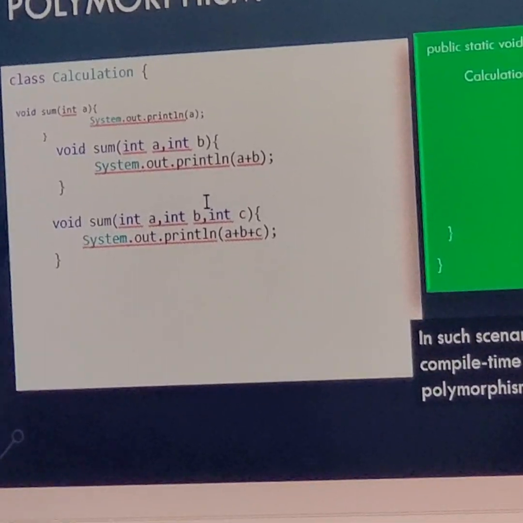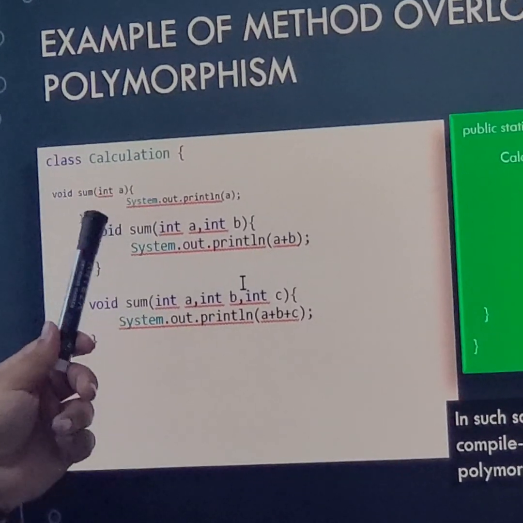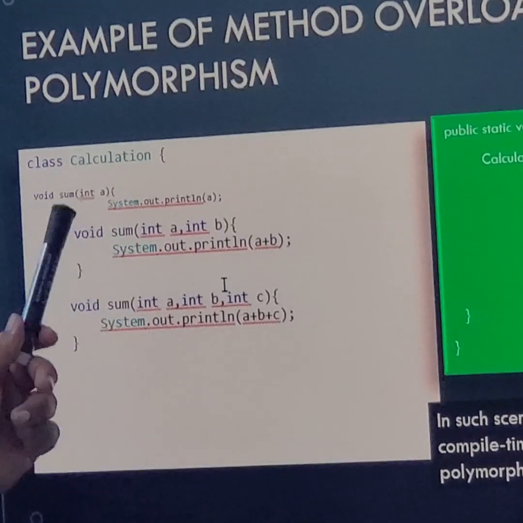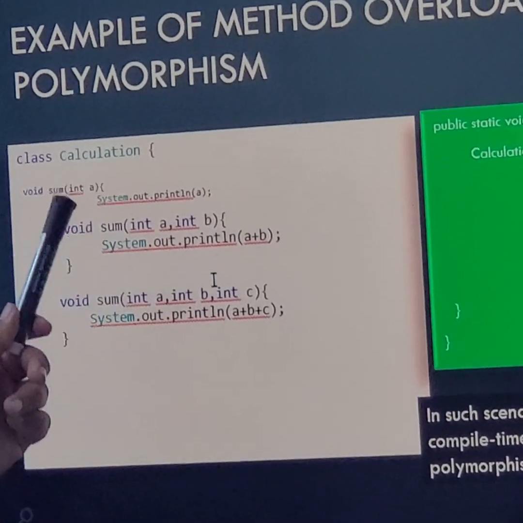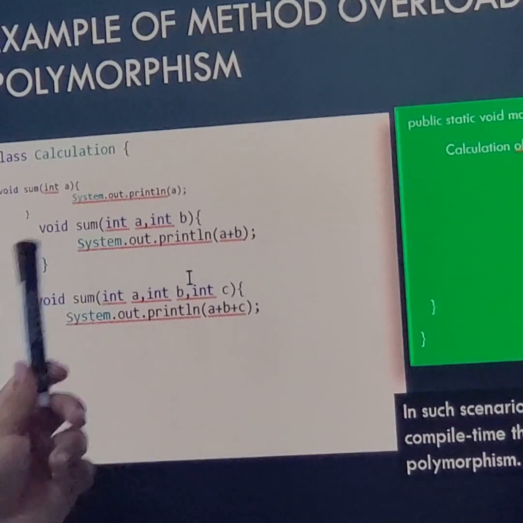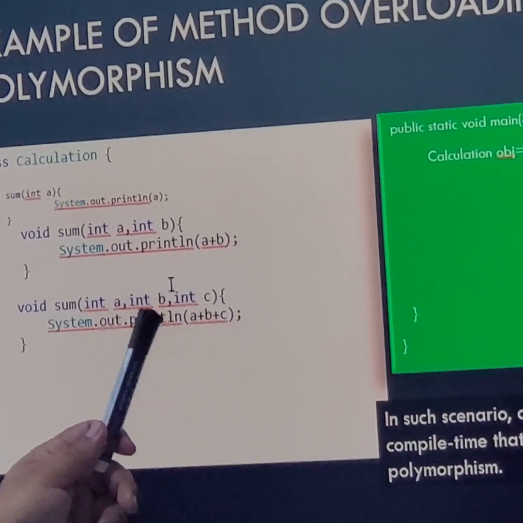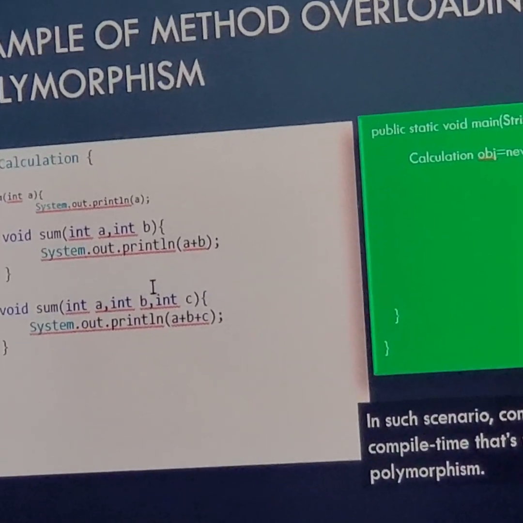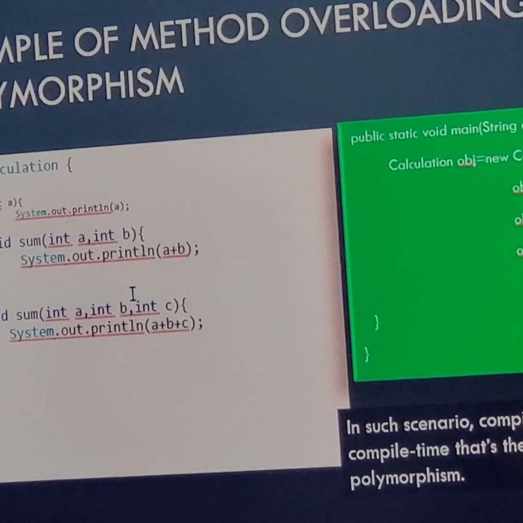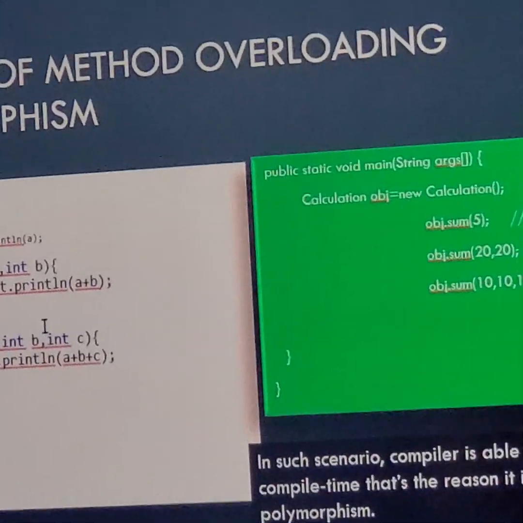So these are the conditions. It needs to be in the same class. It can be in multiple classes too, but what's happening is you're using the same method name but different parameters. Where are the parameters? They're inside the parentheses. There can be different data types: you could have string, int, boolean, whatever it is, but you're changing the number of parameters. That's overloading.